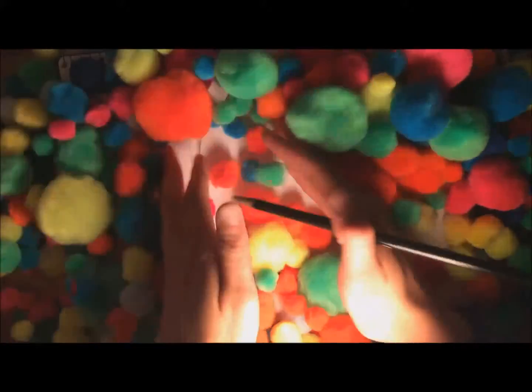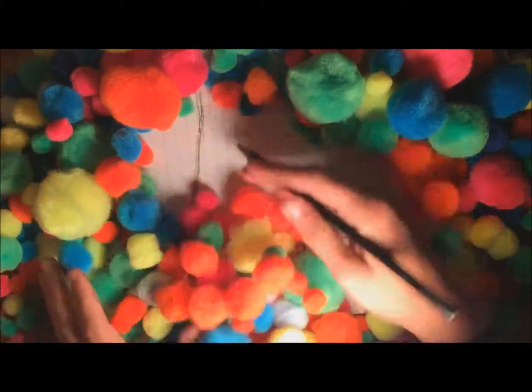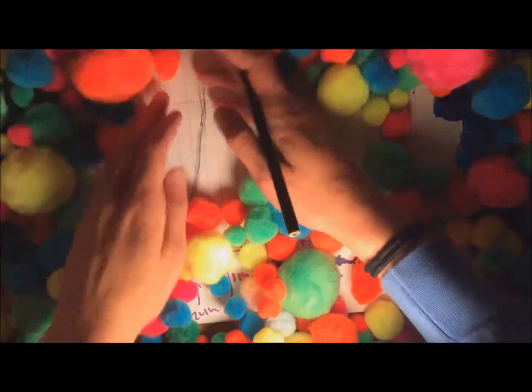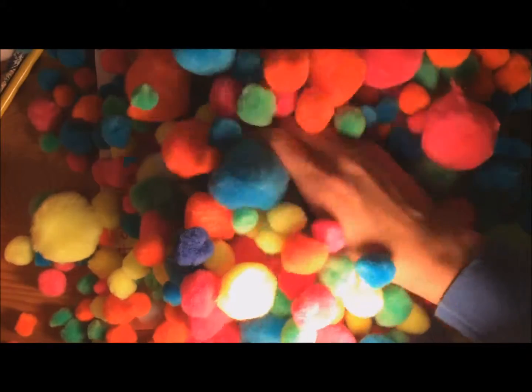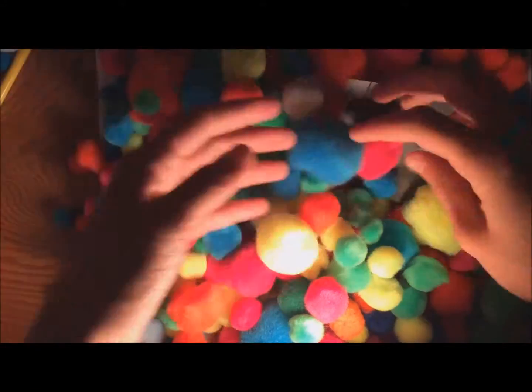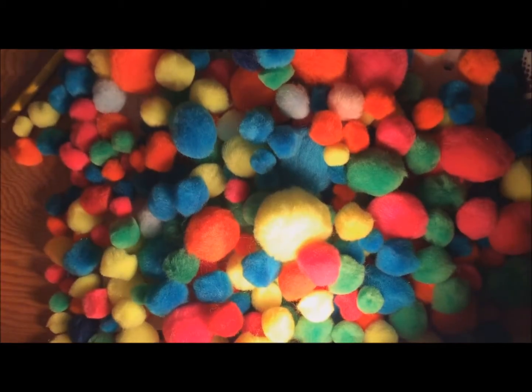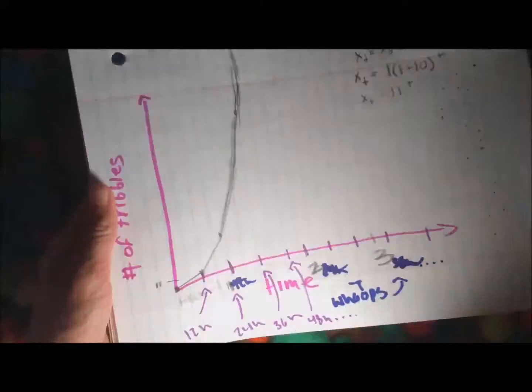Then we have 11 cubed, 1,000 tribbles, 11 to the fourth, which is approximately 14,000 tribbles, 11 to the fifth, 161,000, and then finally 11 to the sixth, which is exactly 1,771,561 tribbles, which is the exact number of tribbles Spock predicts. But the tribble has a problem. The Enterprise has both limited food resources and limited space, and the equation doesn't account for this.